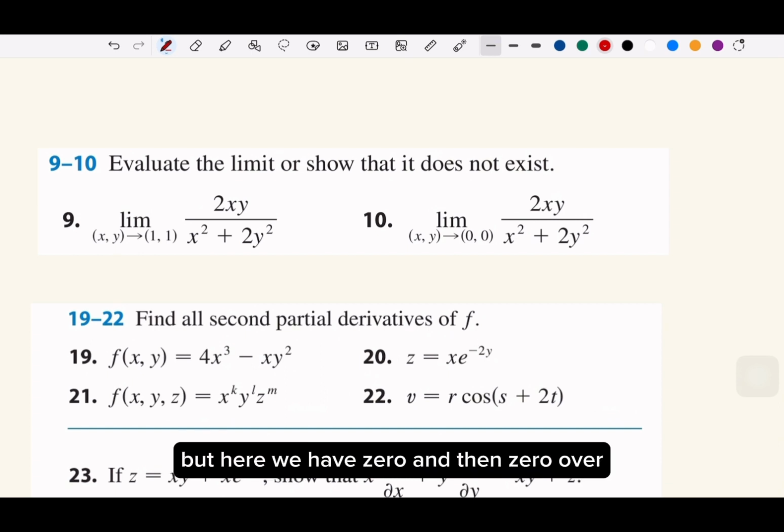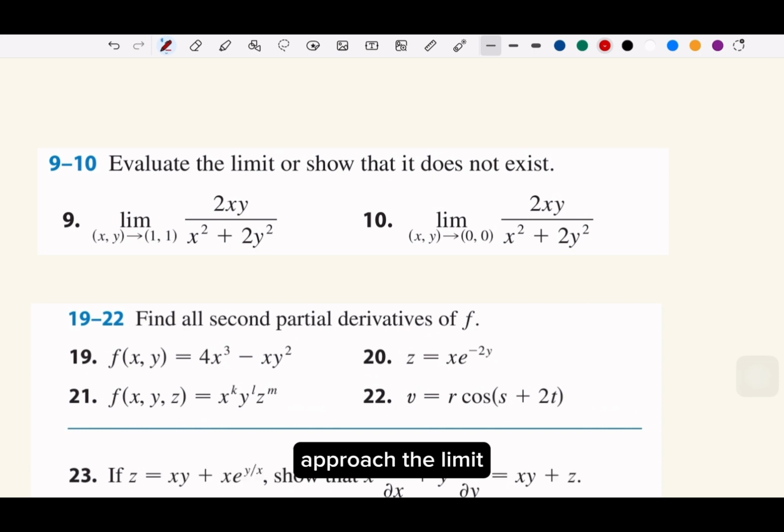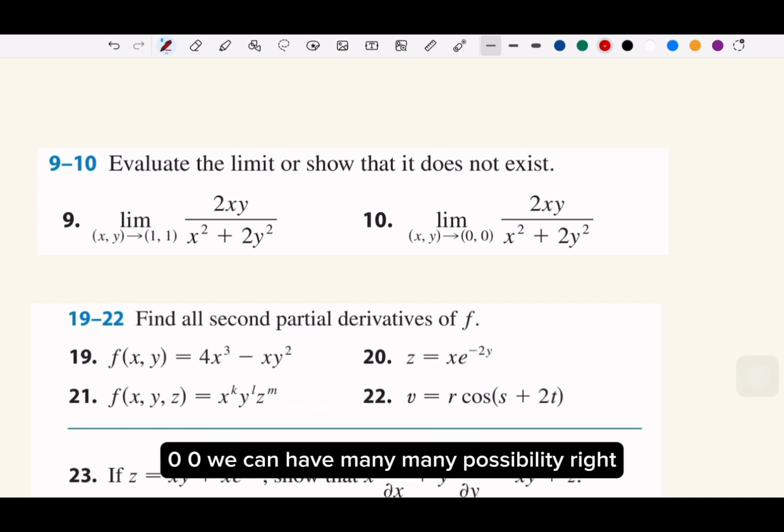But here we have 0 over 0. So when 0 over 0 happens, remember that every time we approach the limit, for example, we have (x, y) going to (0, 0).